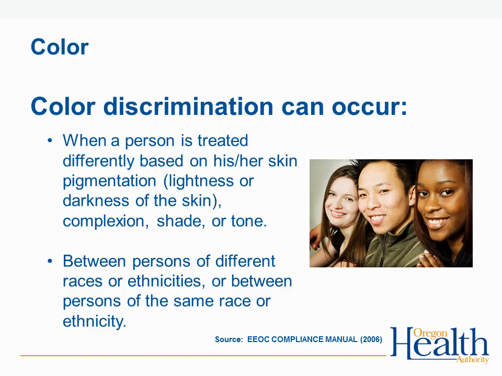Discrimination based on color can occur when a person is treated differently based on his or her skin pigmentation, complexion, shade, or tone, between persons of different races or ethnicities, or between persons of the same race or ethnicity.